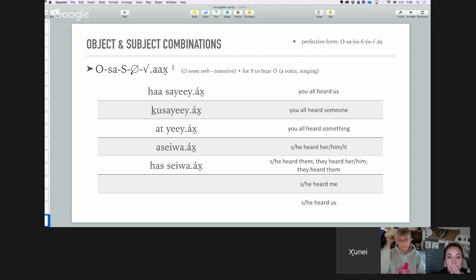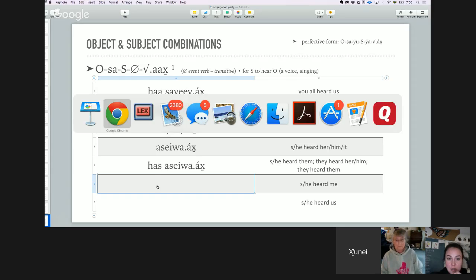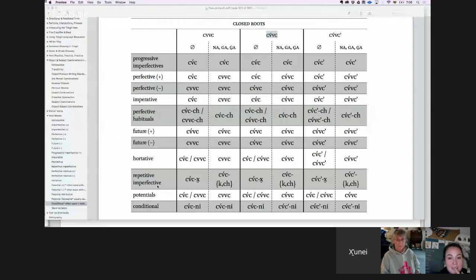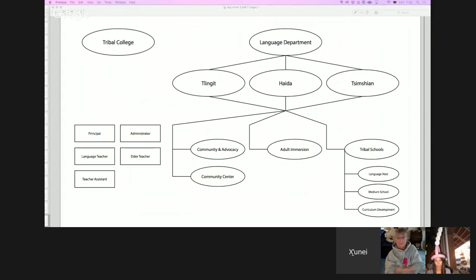Hasasewa'ach. Oops, you were correct. Hasasewa'ach. If that was in the sentence, could you contract that has into the s? So then it would be sasewa'ach. Well, it would be hasasewa'ach. But if there was something, you could say adesasewa'ach, the way they heard them, or the way she or he heard him or her.